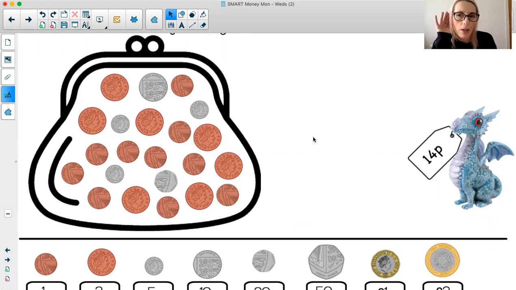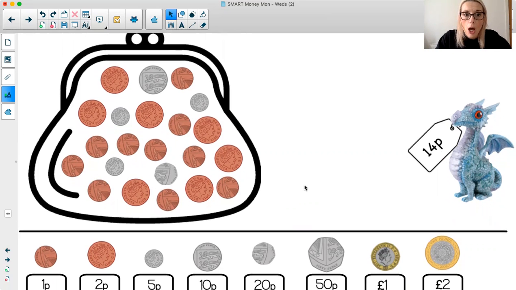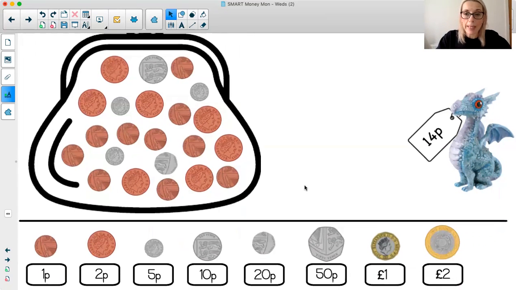Give me one way. Well, I could use 14 one-penny pieces. If you said that, you're right. But I haven't got 14 1p's in my purse. So today I wouldn't be able to do that. I wouldn't be able to make up my 14 pence with 14 1p's.